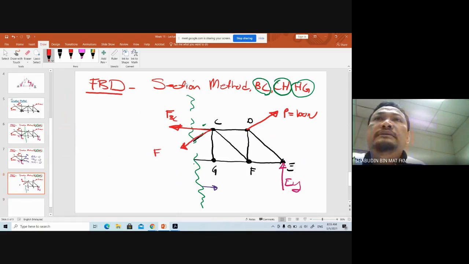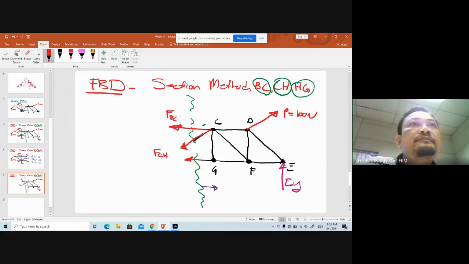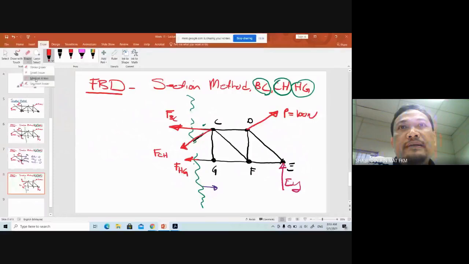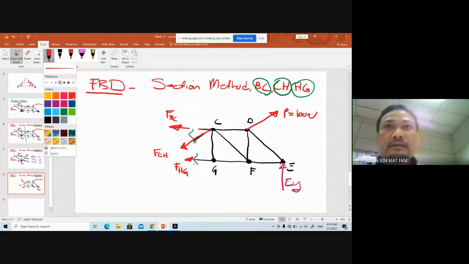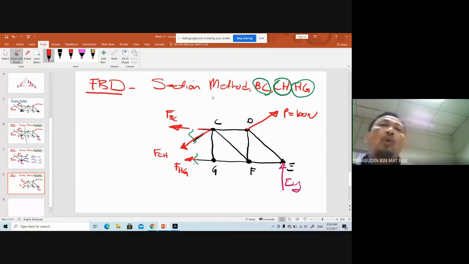What force here? CH. And force HG. So same thing here, same thing here. You have force FBC. Okay. So you do summation of moment at point C is equal to 0.